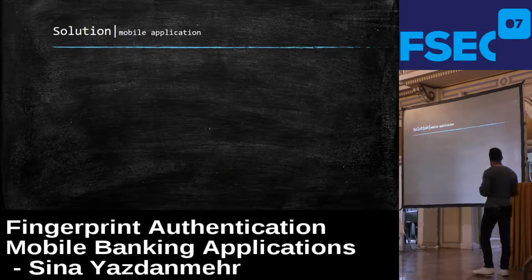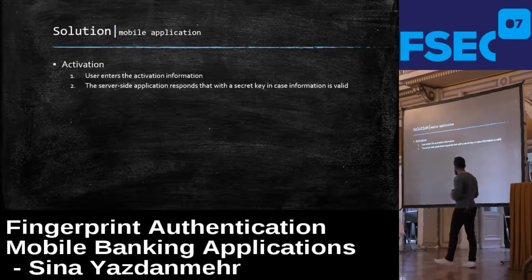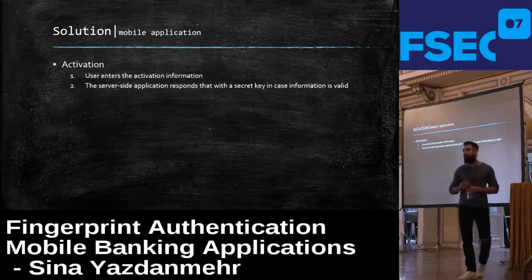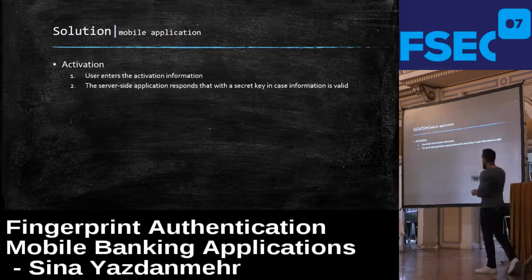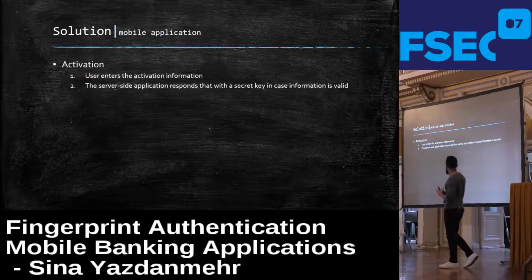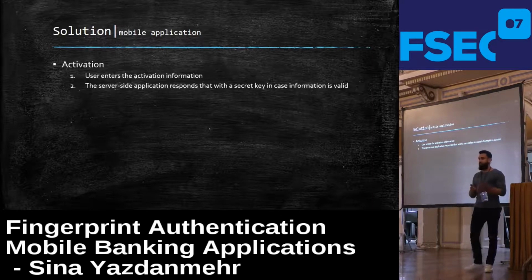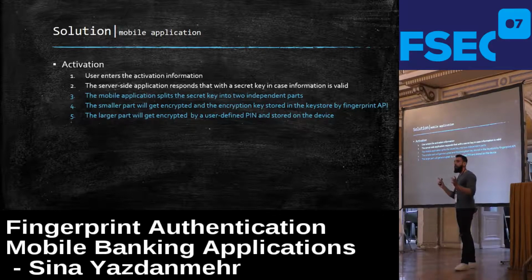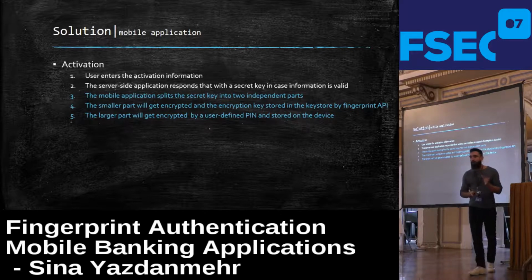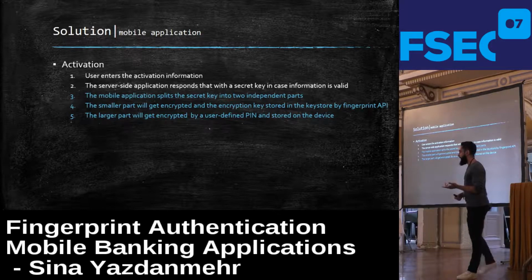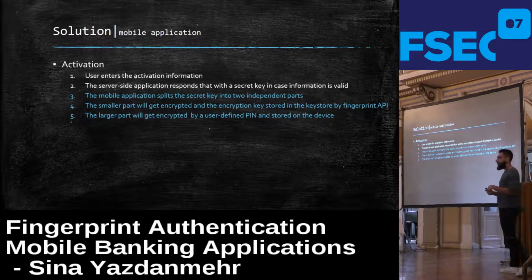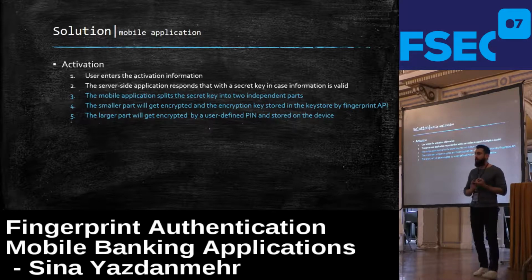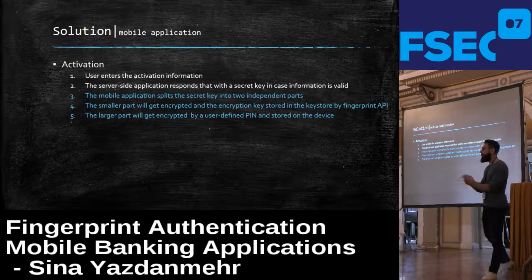Let's dig into it and see how we can use this. Let's again review the steps of using a mobile app. First was activation. The first 2 steps are the same as before. When the application receives the secret key, it first splits that into 2 parts. The bigger part will be used for PIN code authentication, and the application asks the user to enter a PIN. Then the application encrypts the bigger part with the user PIN code and stores that on the device.